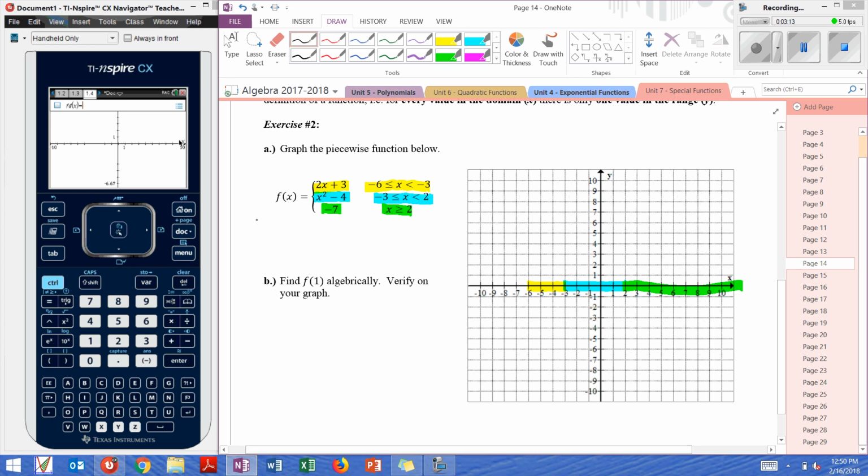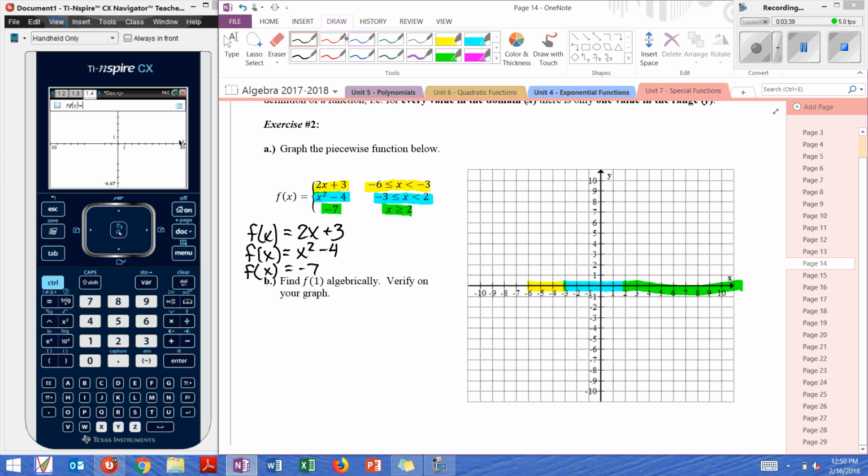Okay, so for each one of those little highlighted sections, I am only allowed to look at those three pieces. So my yellow piece is only going to be the linear function 2x plus 3. My blue piece is going to be the quadratic function of x squared minus 4. And my green piece is going to be the linear horizontal line of -7. All right, so let's start graphing here.